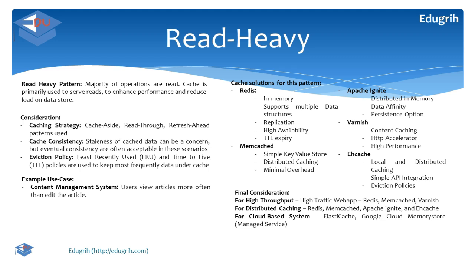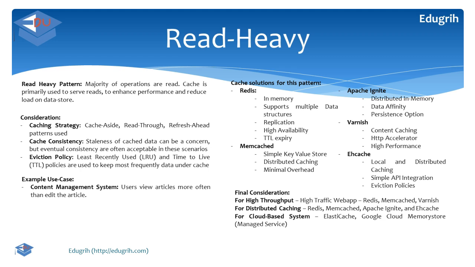Eviction policies, least recently used or LRU in short, and time to live policies are used. LRU ensures that hot data remains in the cache. By hot, what we mean is frequently accessed data, and TTL ensures that every record has an expiry and is reloaded periodically after its expiry. Example use case, content management system. User views the articles more often than edit the article.